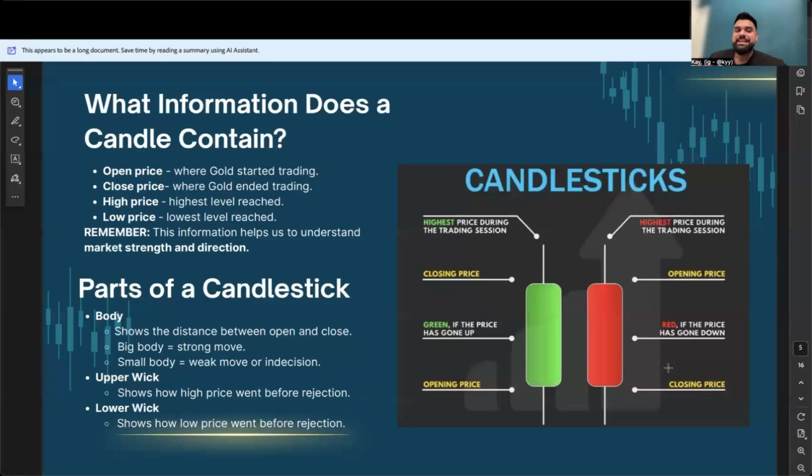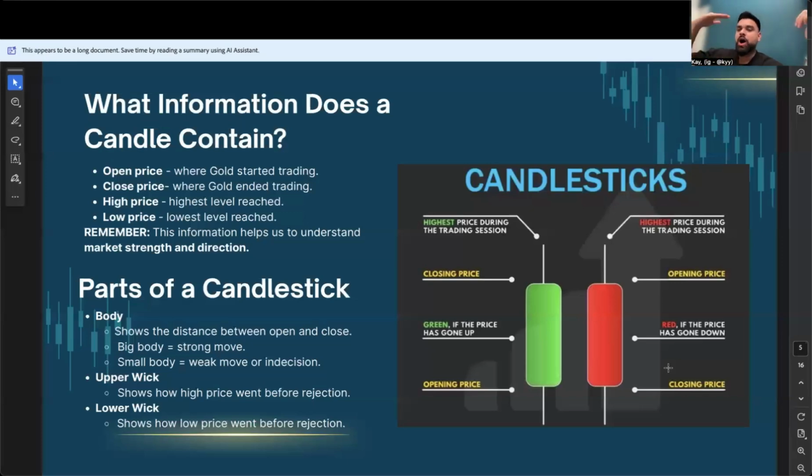What information does a candle contain? As mentioned just now, where gold started trading. Let's say the markets are going to open tonight at 11. The open of the first candle is where the market actually started trading. Very important to understand. Did it start from the bottom or did it start from the top? And then afterwards, where did it end? If it started from the bottom, did it end lower or did it open above it? That's another very important thing.